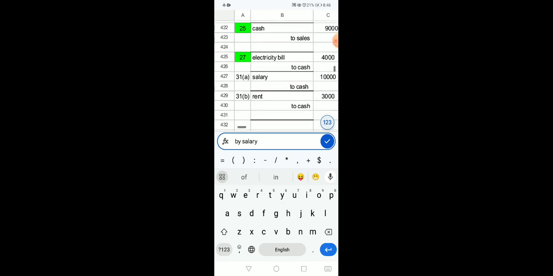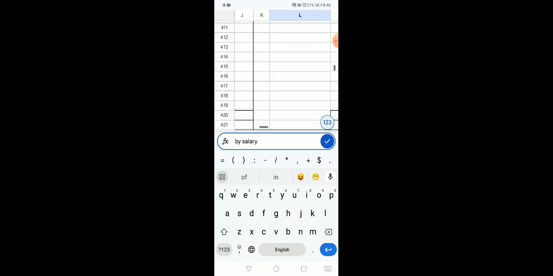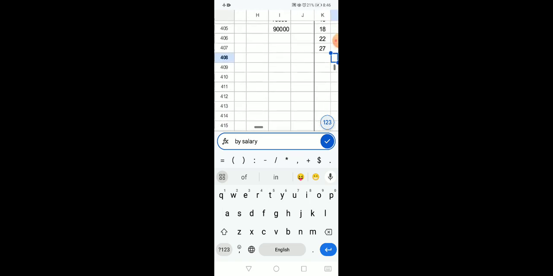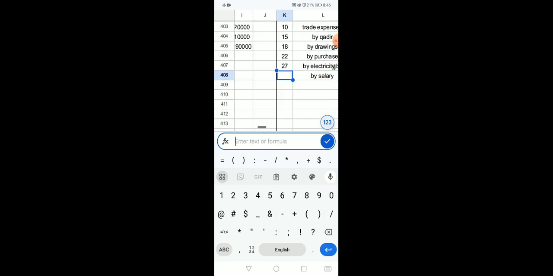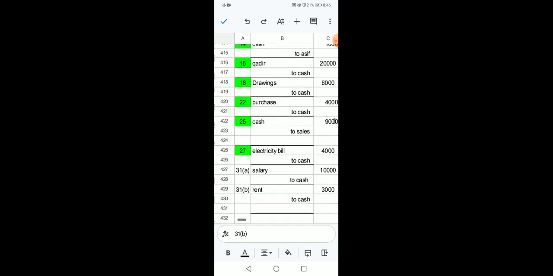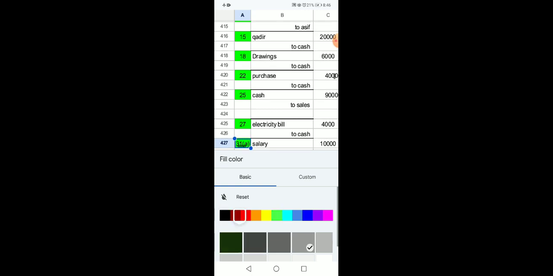Now see the date, which is 31A. So you will be writing the date in the date column as 31, but write down A as well, as we have used the alphabet as well. 31A was having only one element to be posted, that was cash. We have posted it, it means 31A is completed. Now mark it as done.